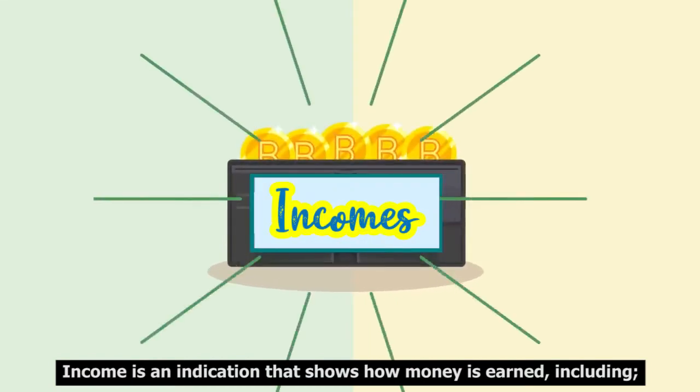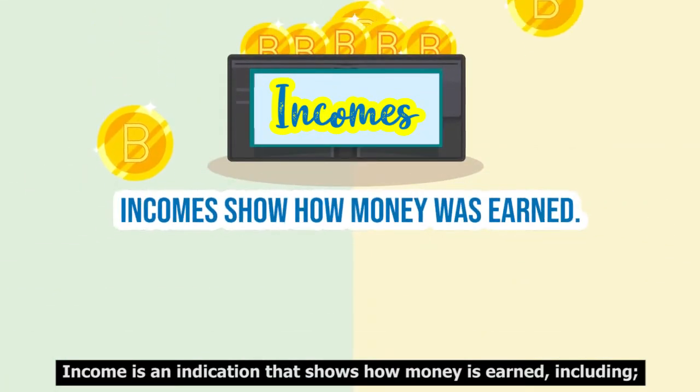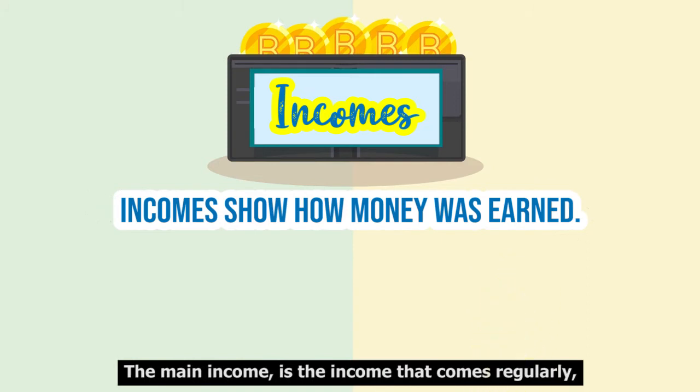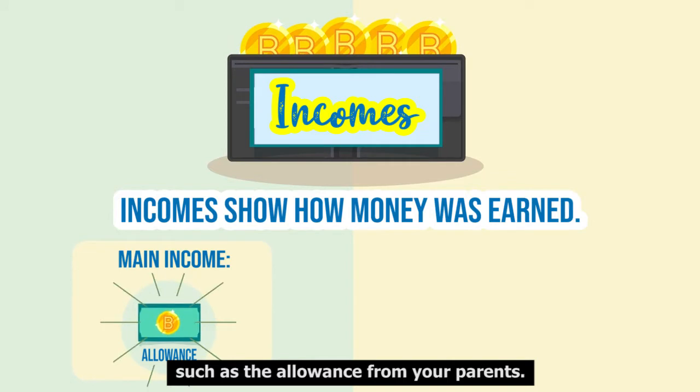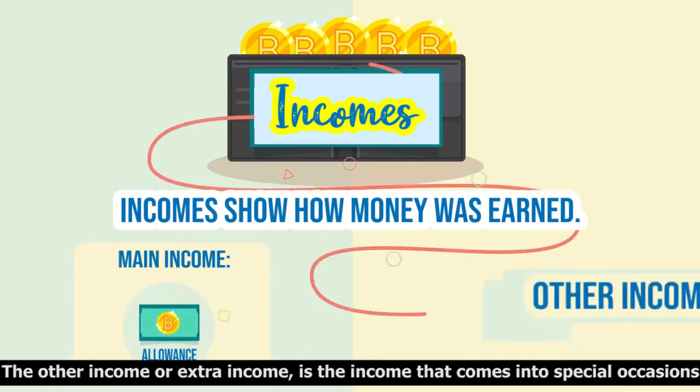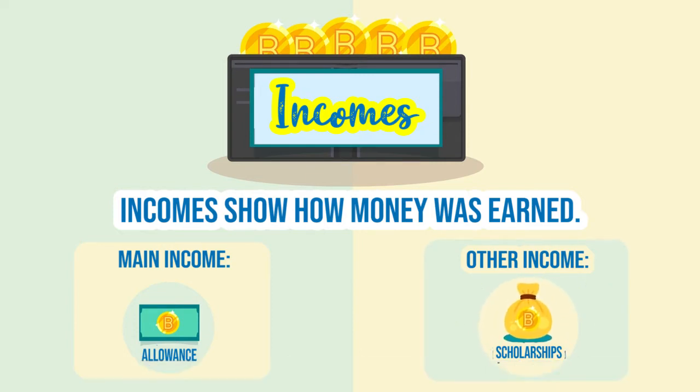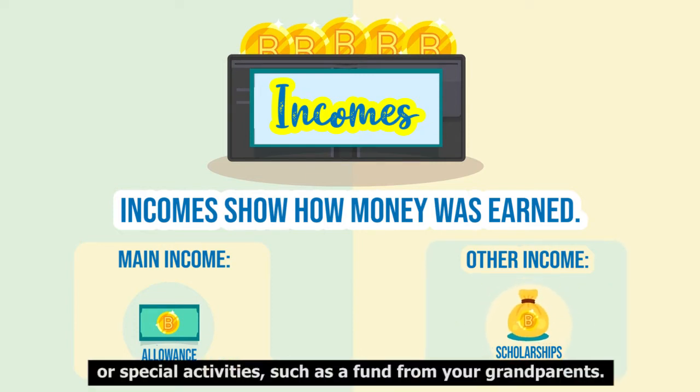Income is an indication that shows how money is earned, including the main income, which is the income that comes regularly, such as the allowance from your parents. The other income or extra income is the income that comes on special occasions or from special activities, such as a fund from your grandparents.